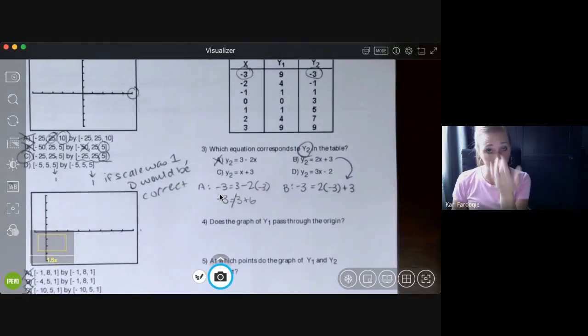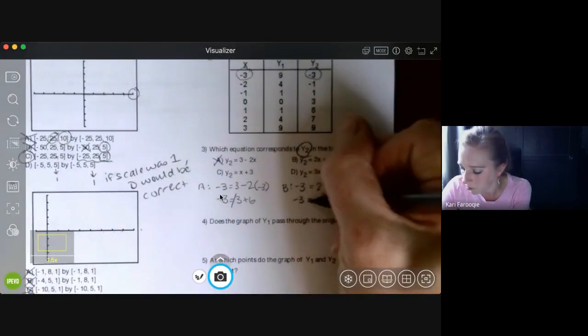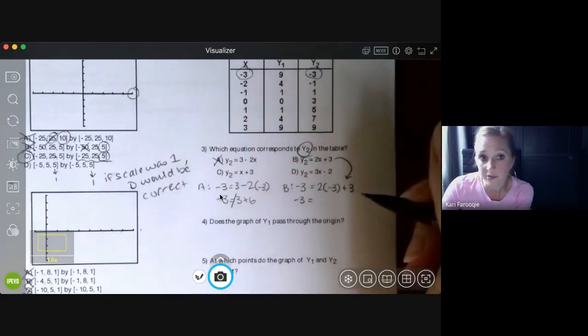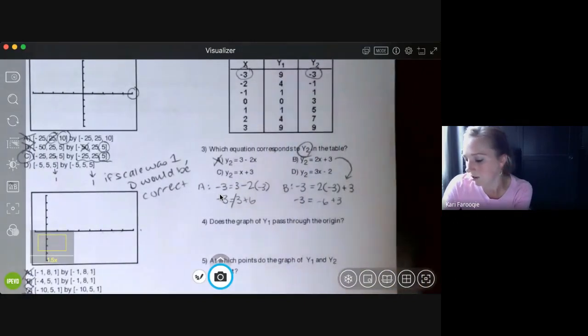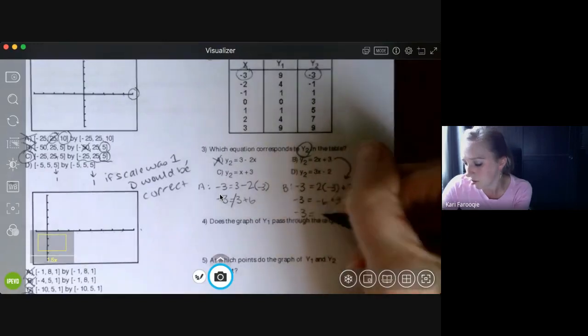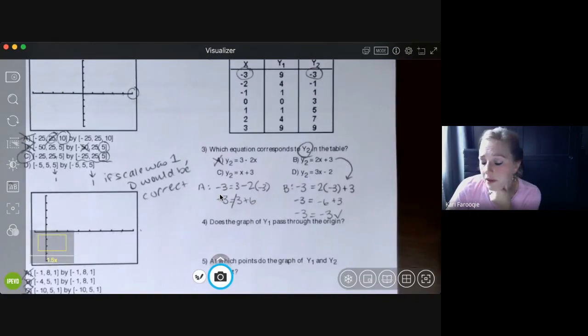Now, once we substitute the values, we're going to simplify and see if it's true. 2 times negative 3 is negative 6. And when you add 3, you end up with negative 3 is equal to negative 3. Now, that's true. That does not mean that you automatically put a circle around B and say that it's the solution. You have to make sure that it's true for all values.